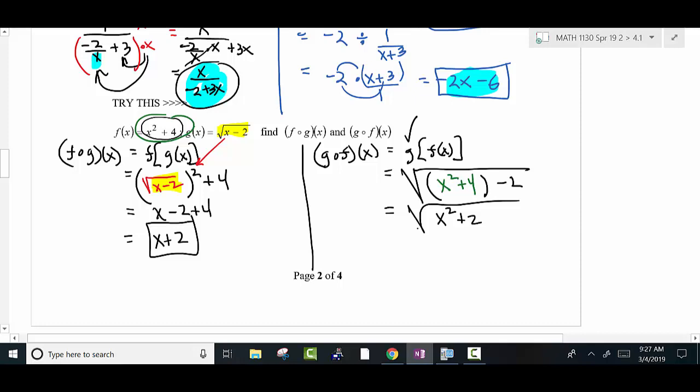Okay, you can't break that up and do anything with the radical. You're done with the problem at that stage. Okay? Does everybody understand what I'm doing?